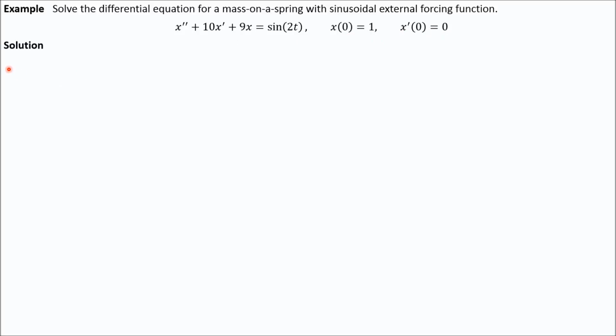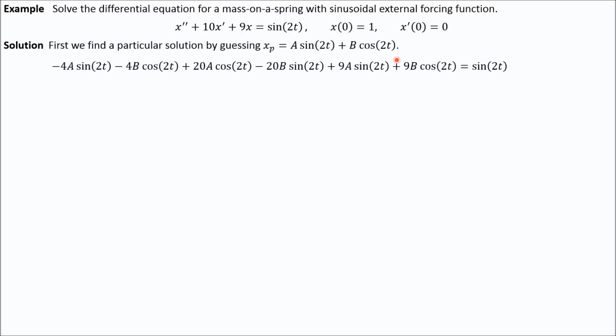And we're going to solve this by first finding a particular solution by guessing. So we do that, and we guess that the particular solution will have a similar form to the right-hand side, which in this case means using a sine 2t plus b cosine 2t. When you plug that into this differential equation, you get a whole bunch of stuff. When you combine like terms, you get this.